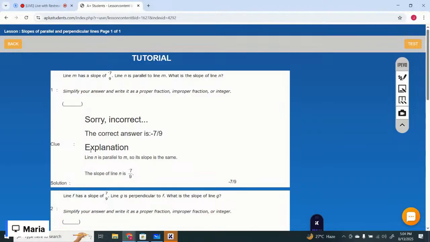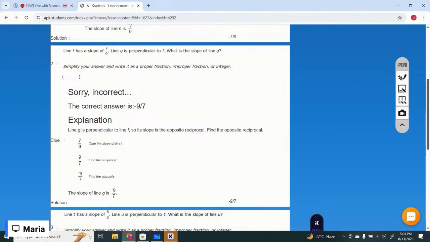Okay, line F has a slope of 7/9. Line G is perpendicular to line F. What is the slope of line G?